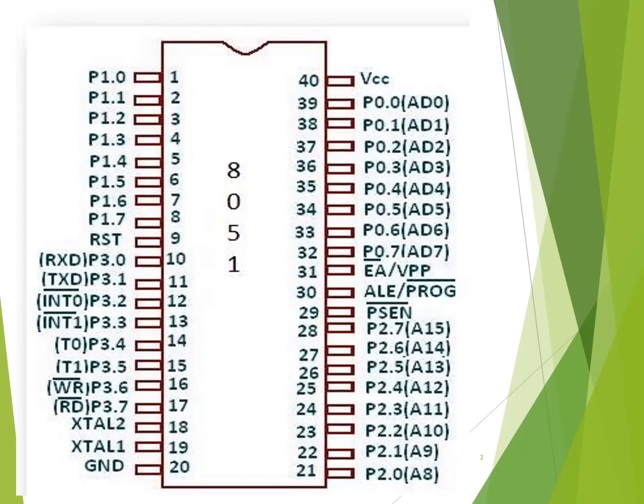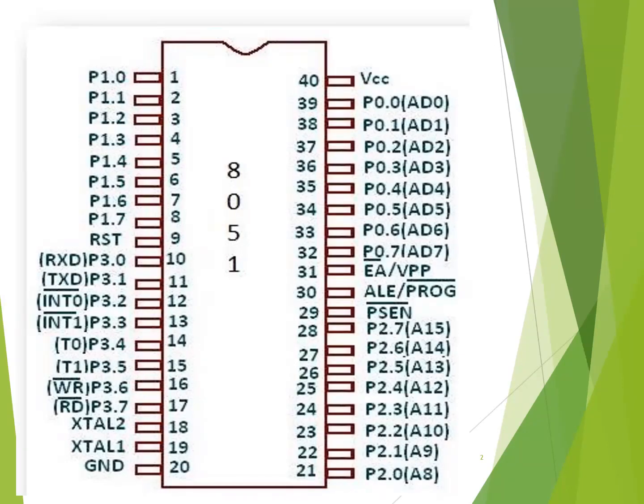So you can see the pin diagram. 8051 is a 40-pin IC. I'll start with pin number 40. Pin number 40 is the VCC pin, which is connected to a 5-volt supply. Coming to pin number 20, it is VSS. This pin has to be grounded.